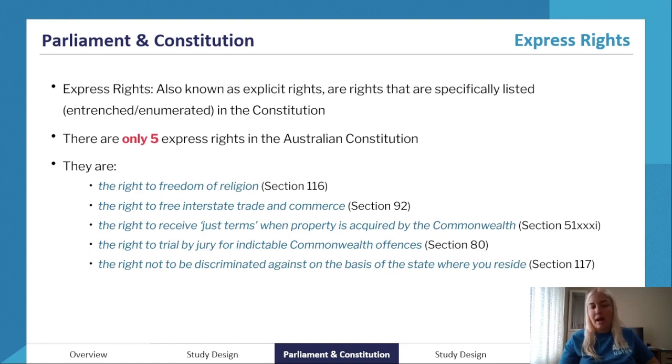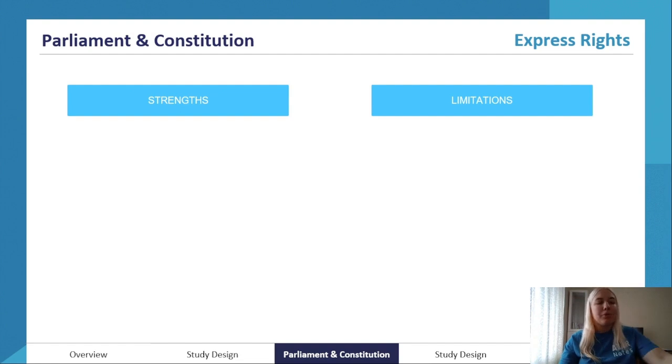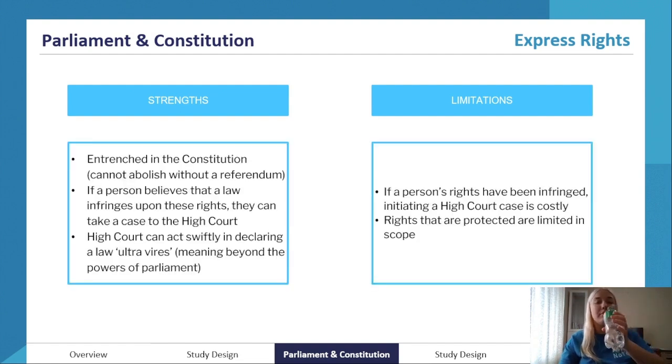And then the last express right is the right to not be discriminated against on the basis of the state where you reside, which is under Section 117. Again, only Commonwealth level. What this refers to is the idea that you should be able to move from one state to another and you should not experience any difference in treatment or any discrimination. So you should have the same opportunities to apply for jobs, apply for accommodation, and deal with the same salaries and the same costs as any other person living in that state to which you're moving or traveling to. Cool. So what are the strengths and limitations we need to be able to discuss?